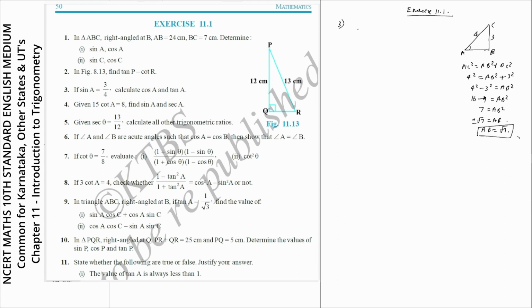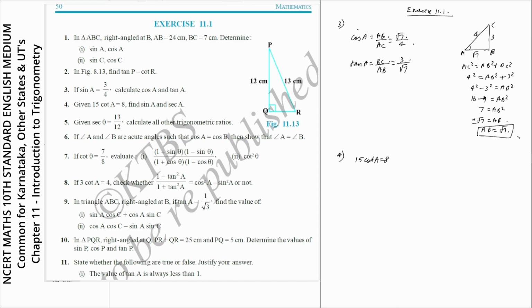So now what is cos A? Cos of angle A. Cos of A is adjacent by hypotenuse, that is AB by AC. This is equal to root 7 by 4. And what is the tan of A? Tan of A is equal to opposite by adjacent. So tan of A is equal to BC by AB. So this is equal to 3 by root 7.